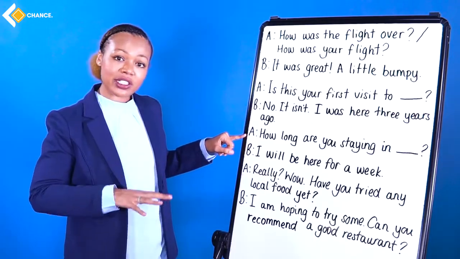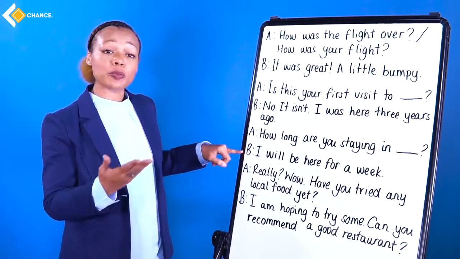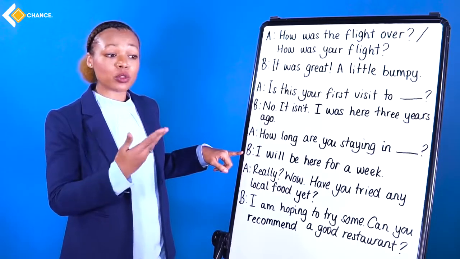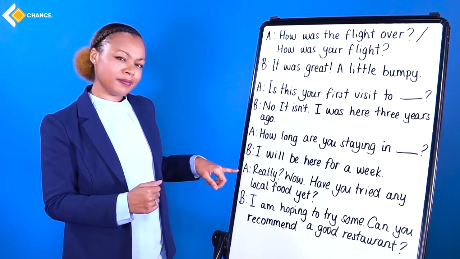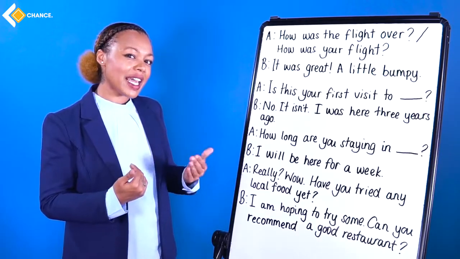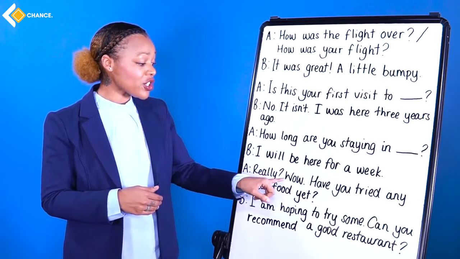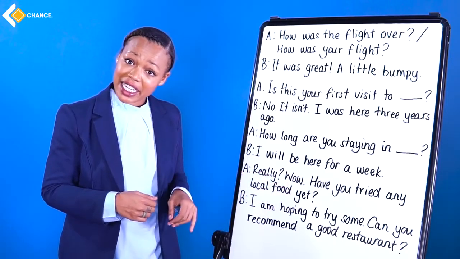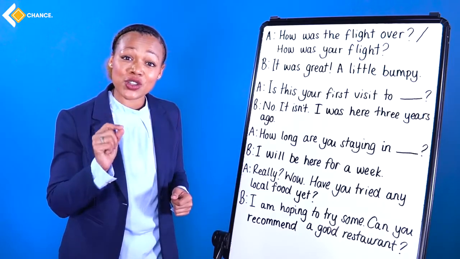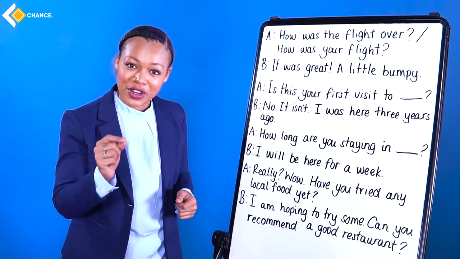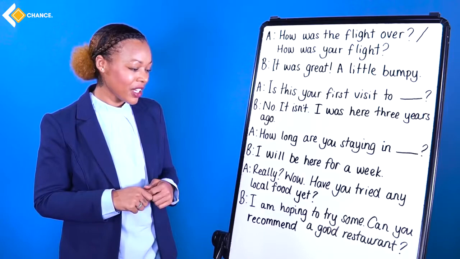How long are you going to be here? I will be here for a week. I will be here for a month. To sound more engaged, you will use expressions like these. Really? Wow. Think about your intonation and your body language. It's very, very important.